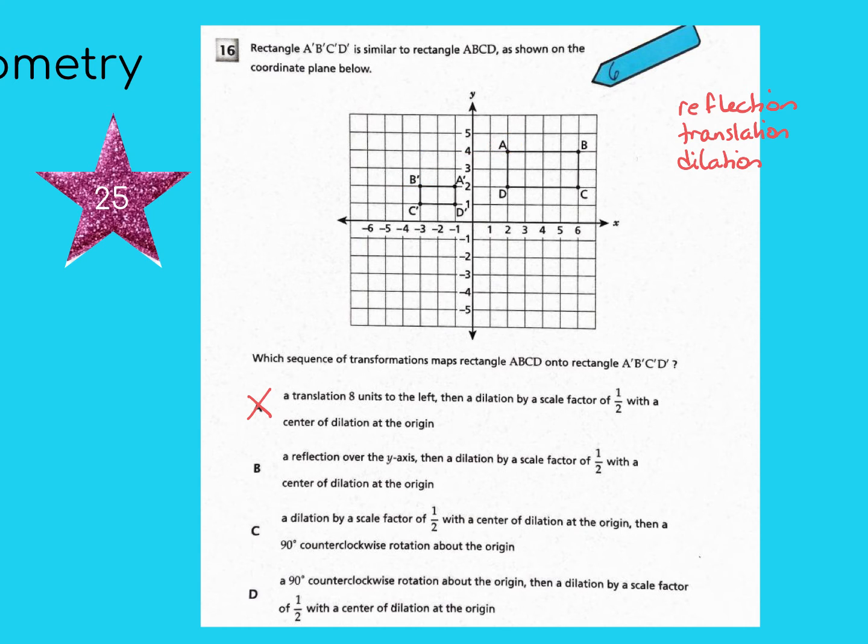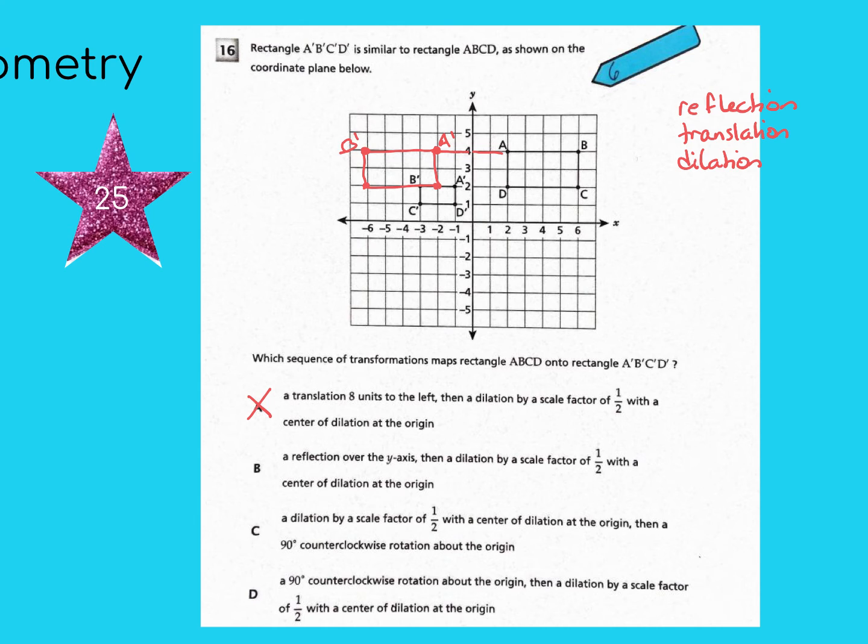The next one, it says it's a reflection over the y-axis and then a dilation. So that is promising. So we're looking at folding in and then folding out. So your A and your B do flip, and then it will get smaller from there. So you've got your A primed and your B primed in the right spot.